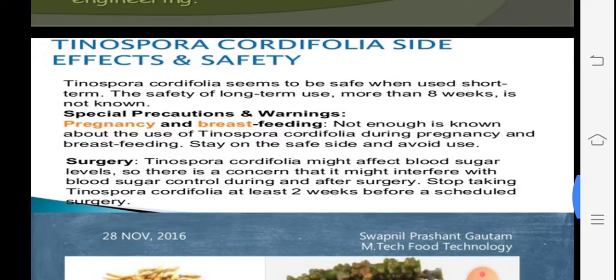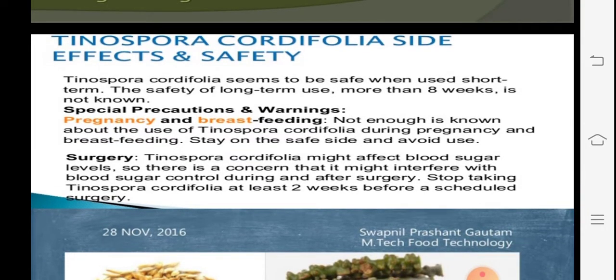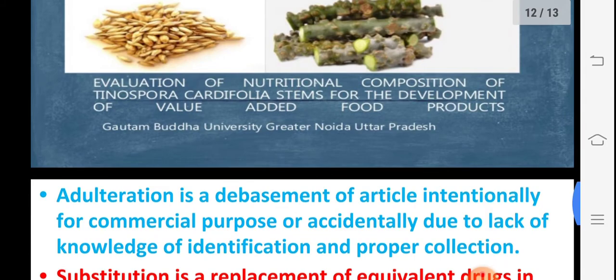Then Tinospora cordifolia, the side effects and safety are there. So generally, it is not used for more than 8 weeks. So there should be the gap, not continuous use. Then special precautions and warning. In pregnancy or breastfeeding, children are generally not given this Tinospora, and generally it is safe, and in surgery it may affect the blood sugar, so it is not used for the surgery patients. So like this, there are many uses.